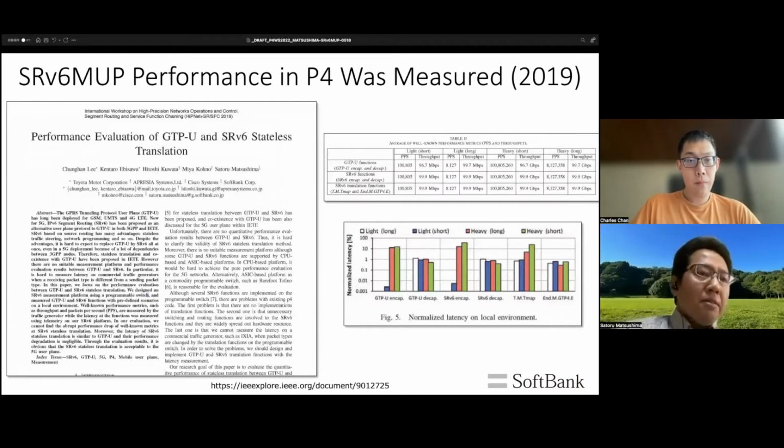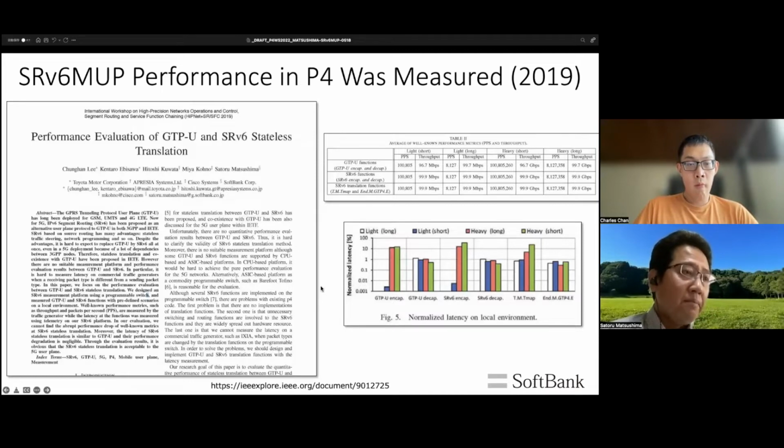So after that, many people were concerned about the translation functionality in terms of performance. When we mention performance, it means throughput, and the other thing is latency. So we measured this performance with the P4 implementation over an ASIC, like Tofino.